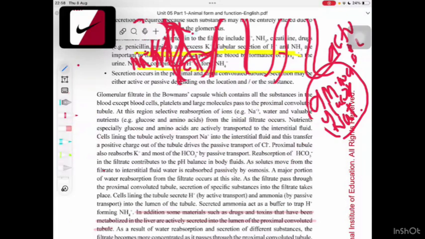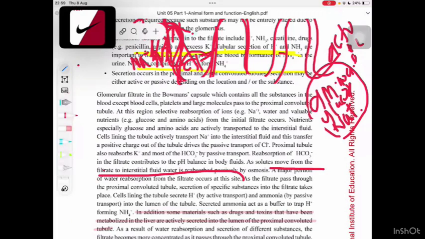Write those things down: what are the things which are reabsorbed passively and reabsorbed actively in the PCT? Because when it comes to the DCT, things change. A major portion of water reabsorption from the filtrate occurs at this site. Highlight that point. They will ask you where most of the reabsorption of water takes place. It happens in the PCT.